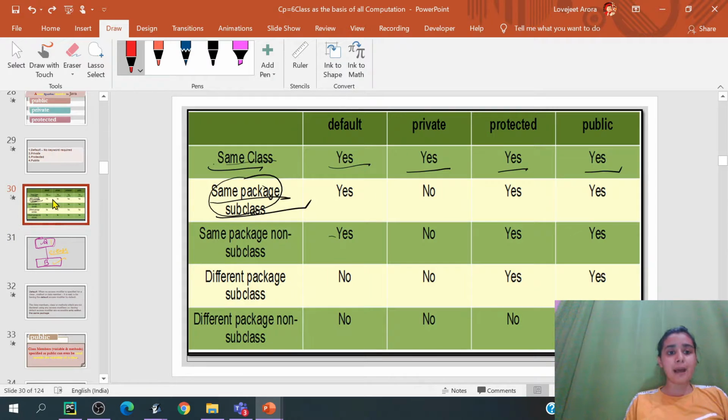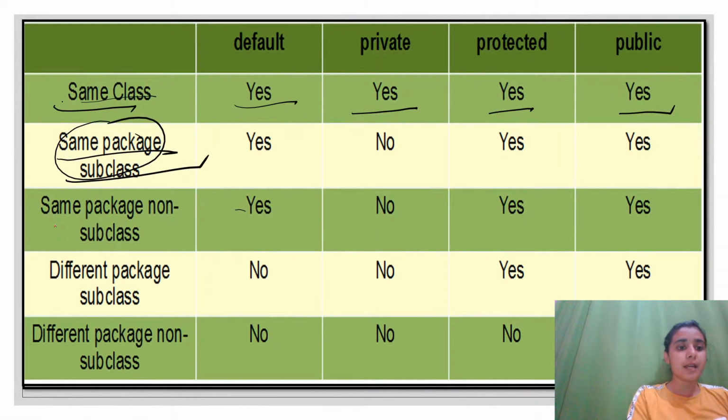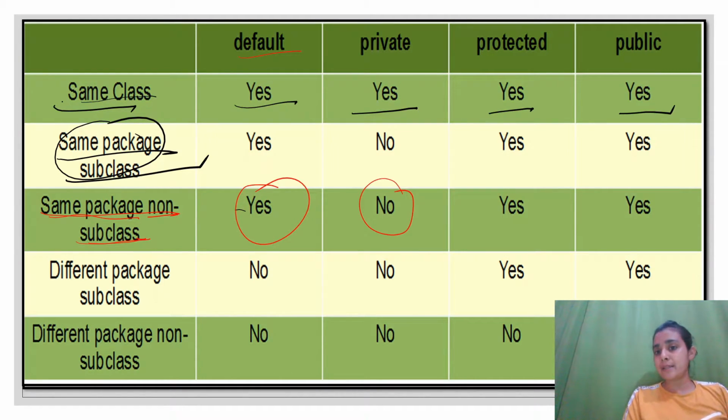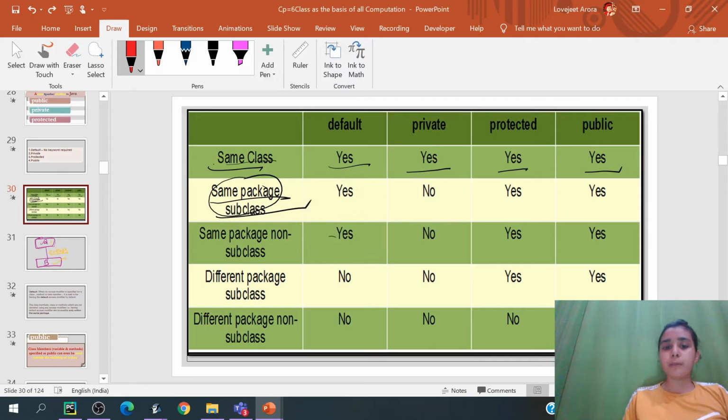Okay, so moving on, now we are coming to the next one, same package non-subclass. What exactly is the same package non-subclass? There the accessibility for default is yes. For private there is no accessibility, protected is yes, and public is also yes. So coming back to the program here.